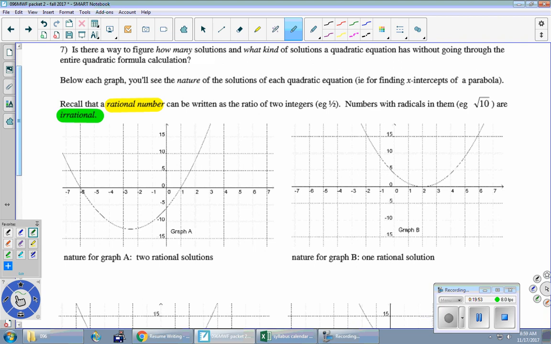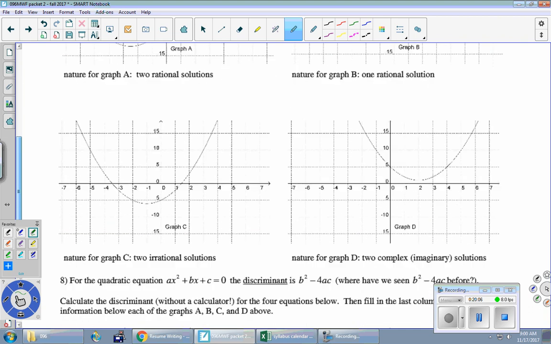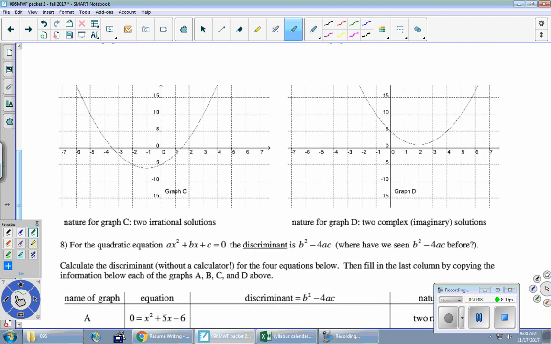Those are rational. Take a look at the single x-intercept. What's your guess for this number? It looks like it's 2. Is that rational or irrational? Rational. Okay, then it gets tougher down here because now I can't tell what the numbers are, right?